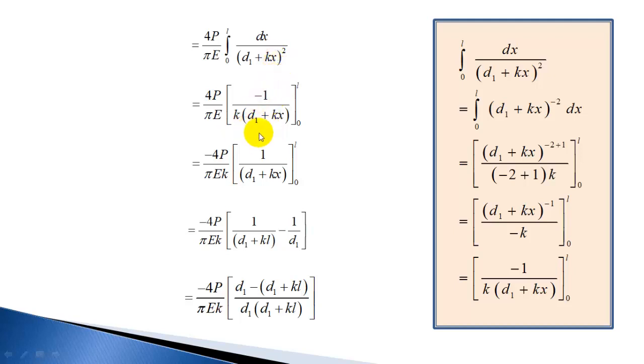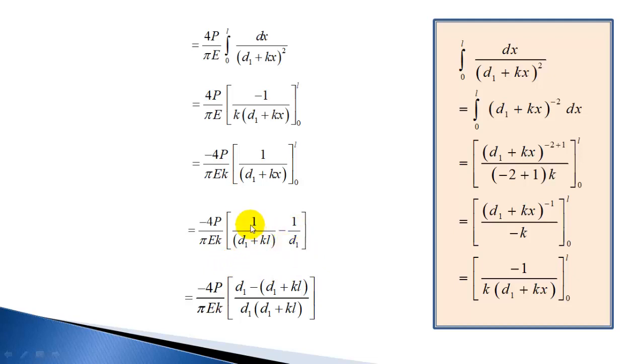Minus 1 into k into (d1 plus kx), 0 to L. So the minus sign is taken outside: minus 4P by pi E k, and k is taken outside. So pi E k, 1 by (d1 plus kx), and 0 to L. Now let us apply the limits. When x is equal to L, you will get 1 by (d1 plus kL), and when x is equal to 0, you will get 1 by d1. So the upper limit and lower limit are applied, and you get this.